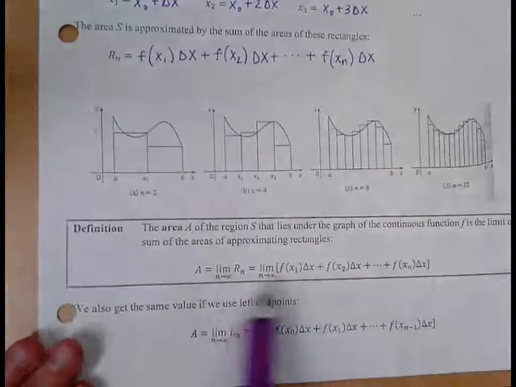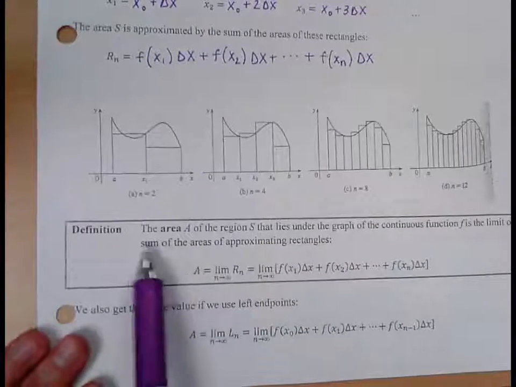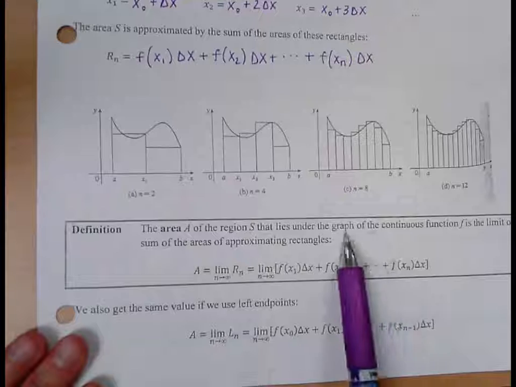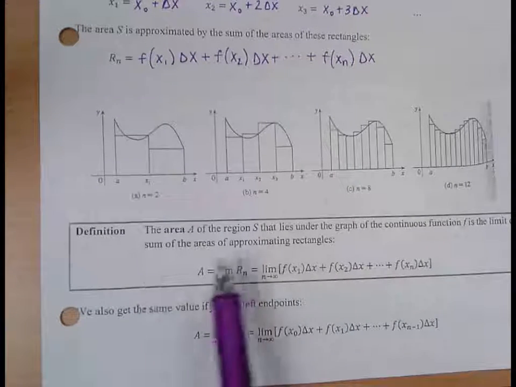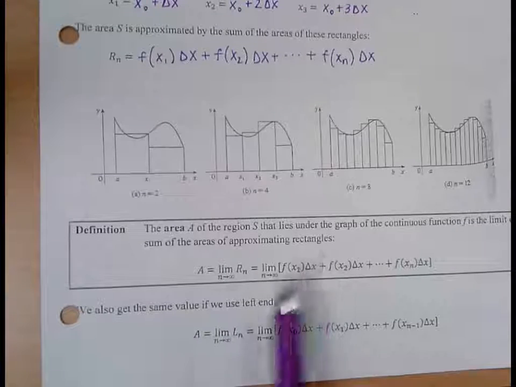So the formal definition is here. The area A of the region S that lies under the graph of the continuous function f is the limit of the sum of the areas of approximating rectangles.